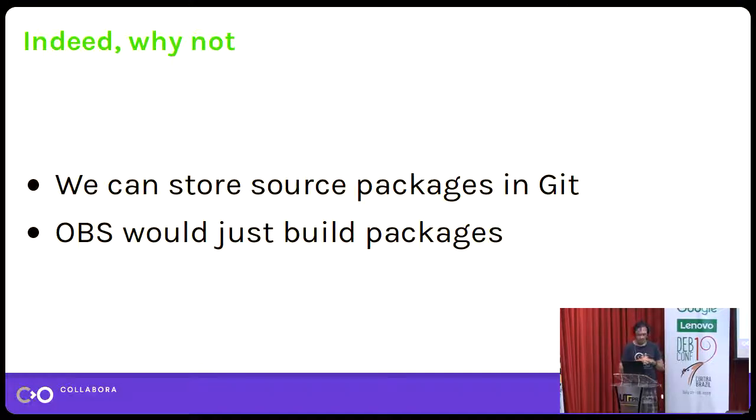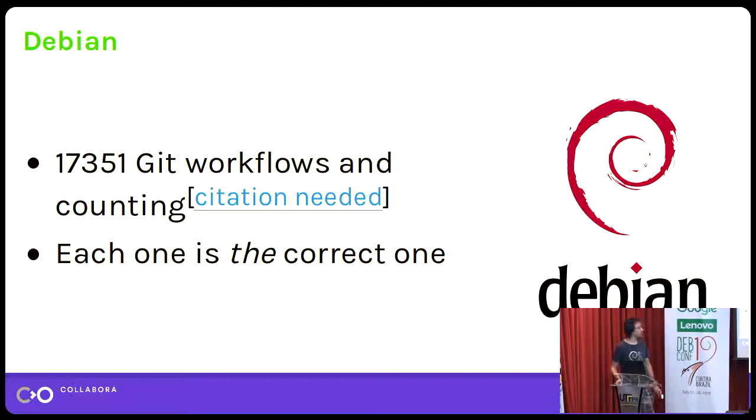OBS has its own mechanism to allow that, which is OBS source services, but unfortunately this mechanism is not very well documented, and the existing source service for Git is not really compatible with any of the sane Debian workflows. But the workflows themselves are also quite diverse. So in Debian we've got lots of different, very often incompatible, Git workflows. All of them are the correct ones, obviously. So yeah, every maintainer is free to use whatever they like, basically.